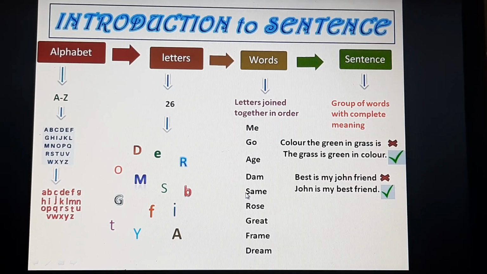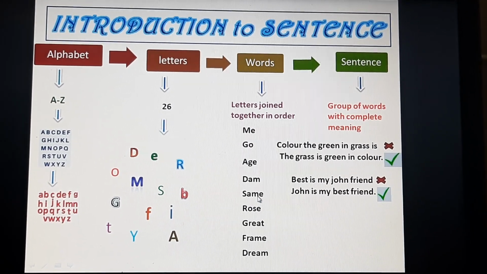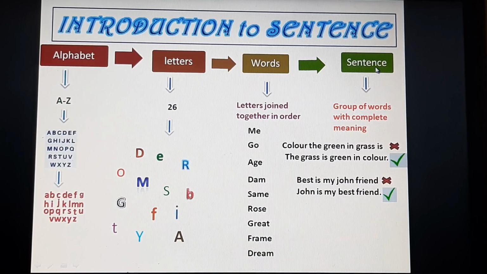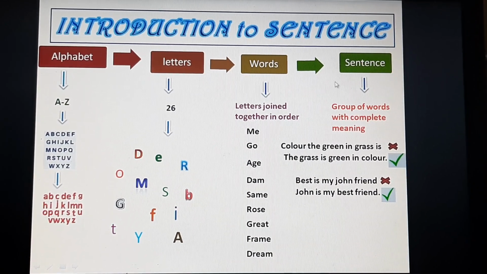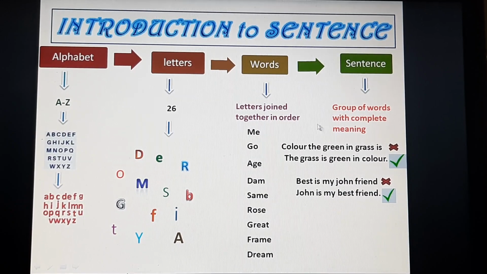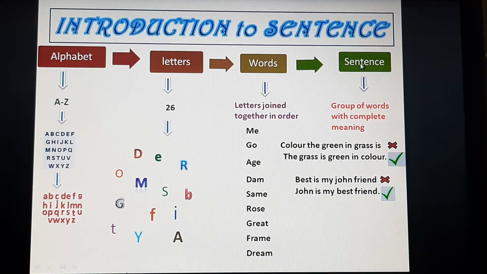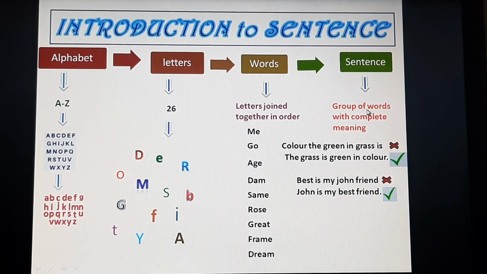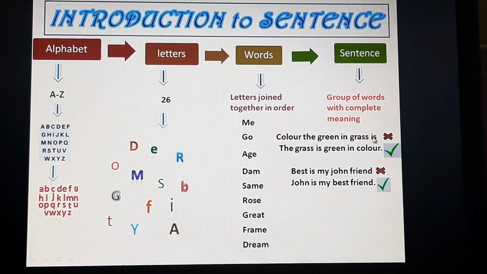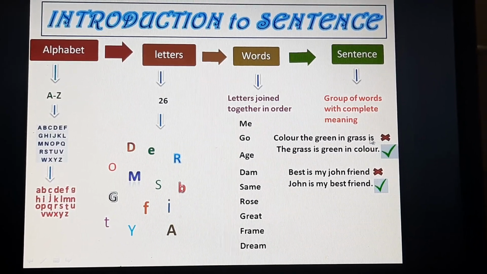Now, when you join these words together, we get a sentence. So, what is a sentence? A group of words with complete meaning is called a sentence. When I say group of words, I don't mean any group of words. Now let me give you an example.